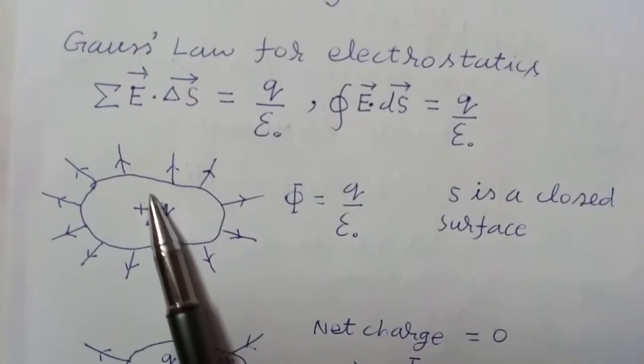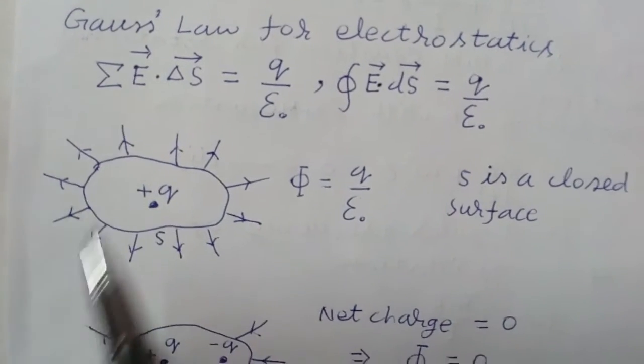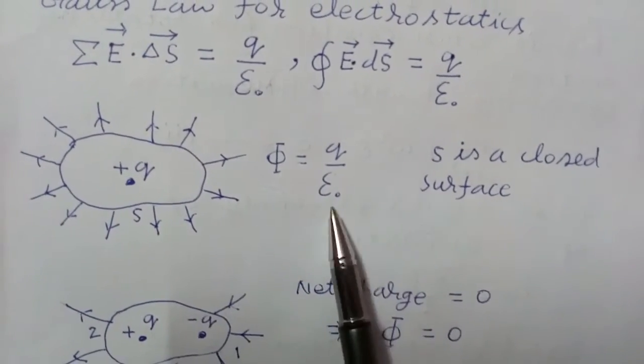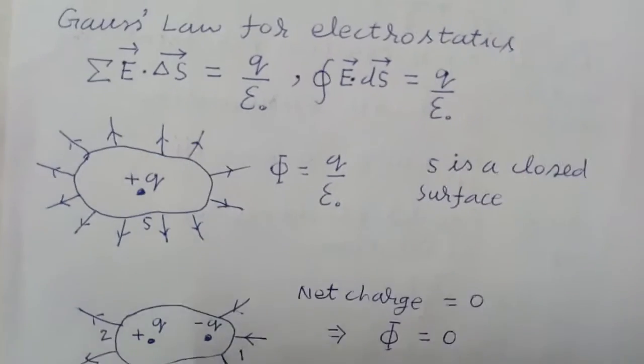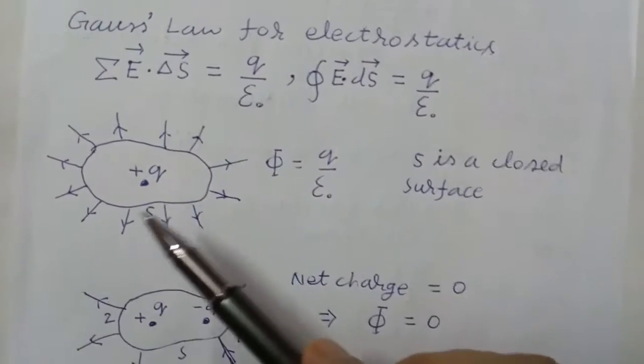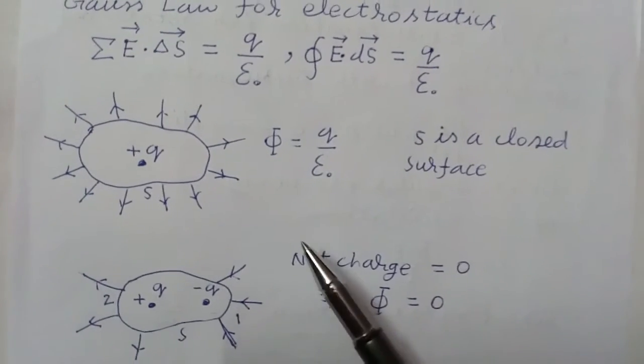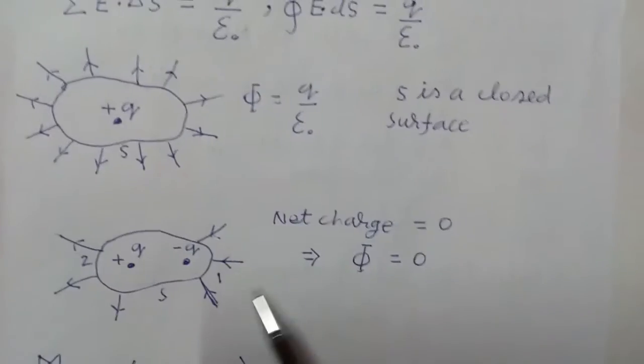Now here field lines are coming out. So net flux coming out is Q upon epsilon naught. It is not 0. Now we take flux coming out as positive and flux going in as negative. So here net flux is 0.